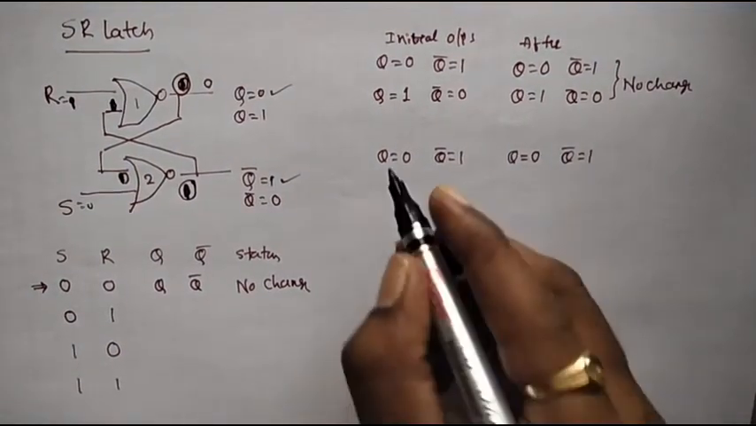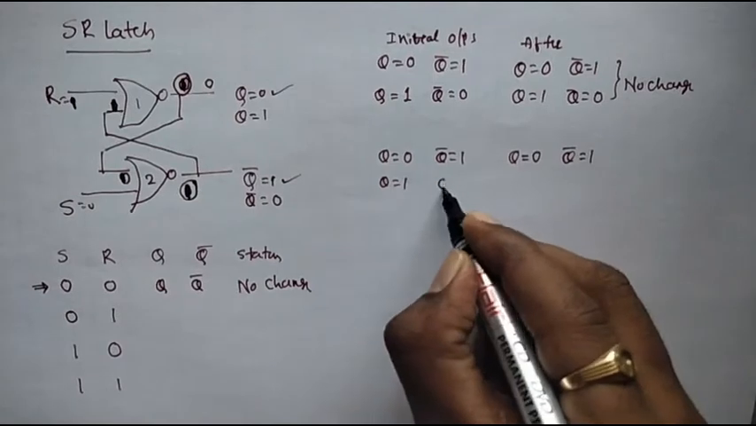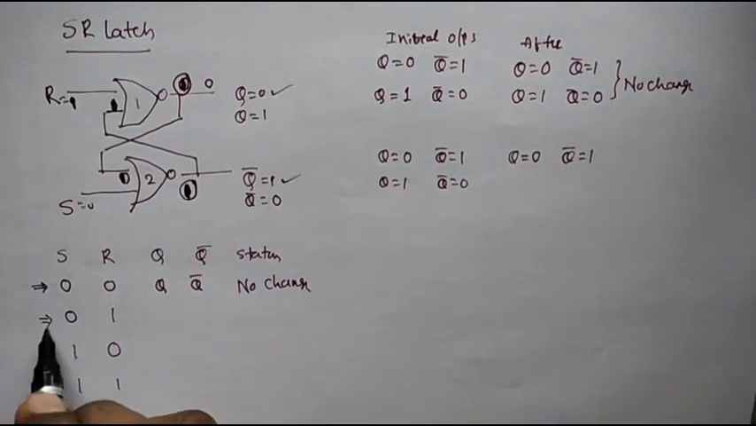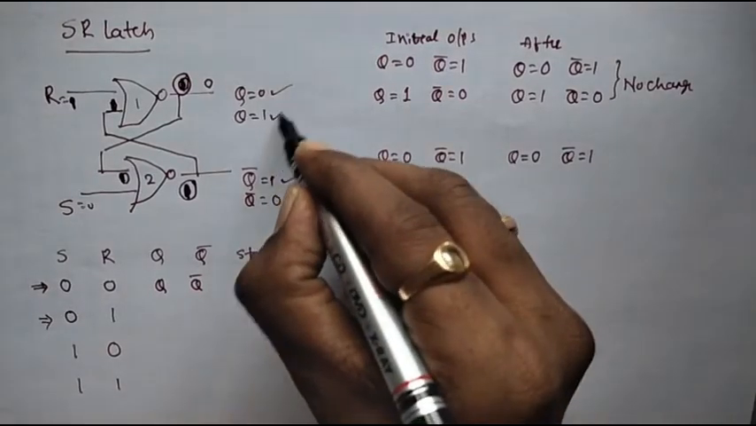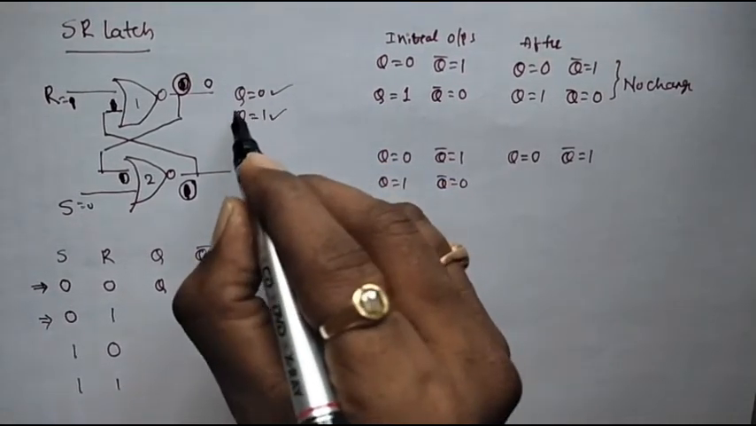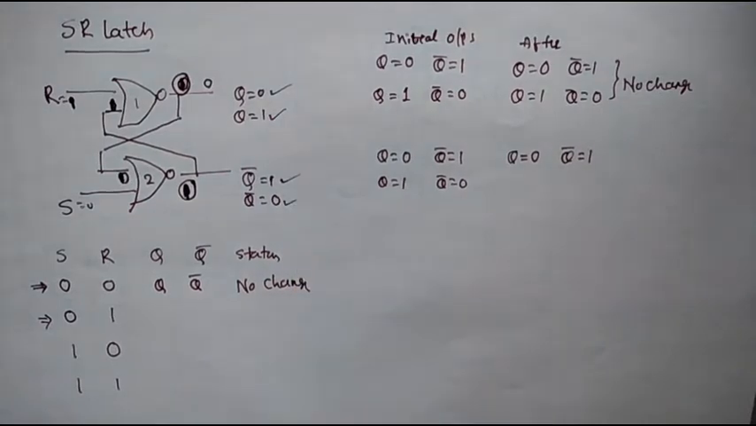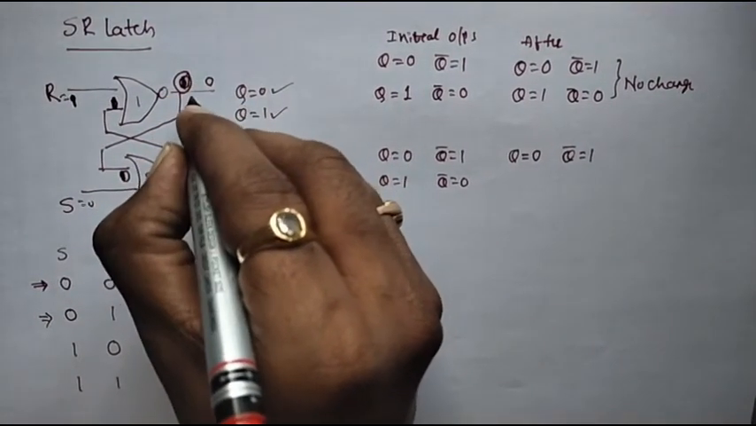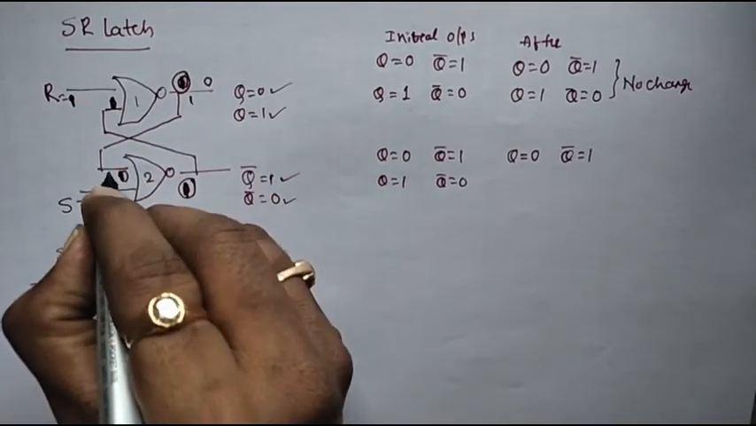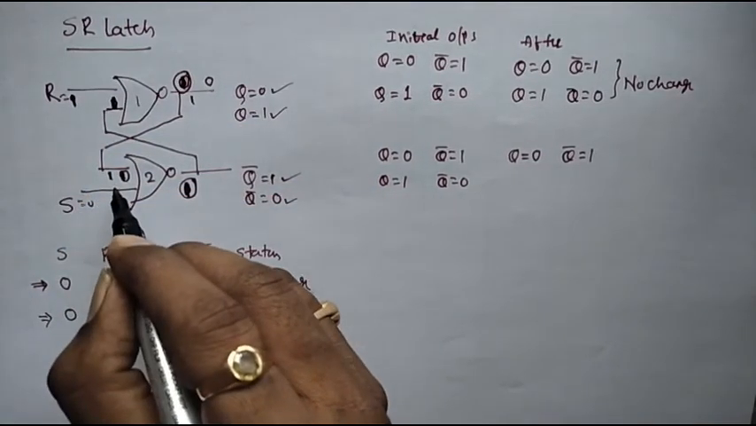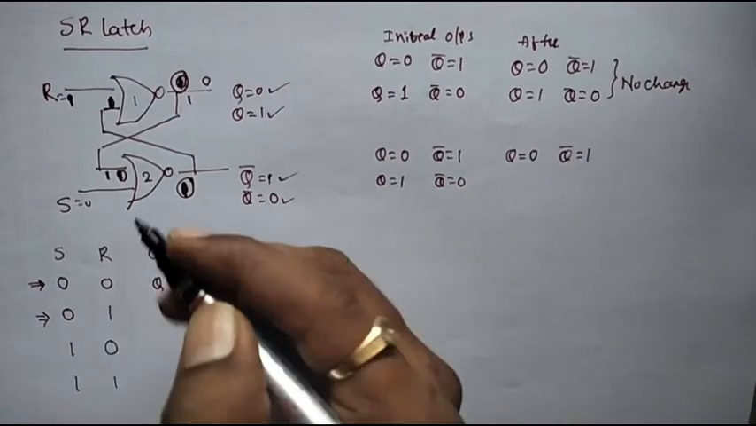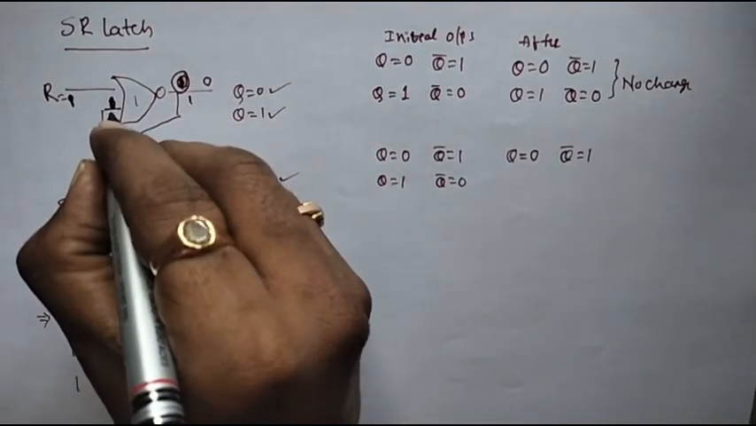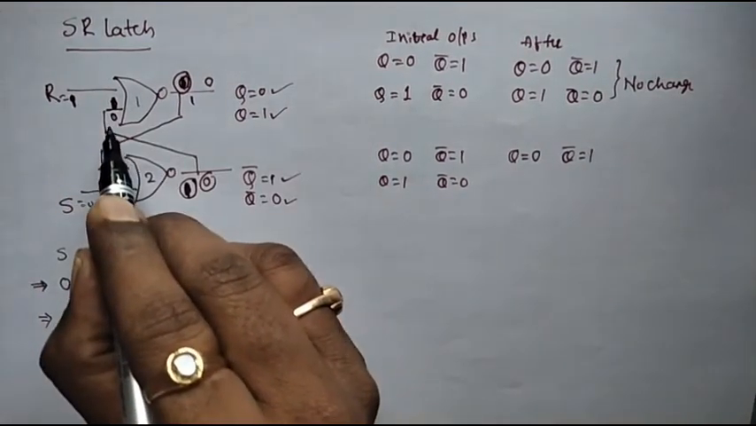Similarly, now we'll assume Q is equal to 1 and Q bar is equal to 0 with the same inputs, S equal to 0 and R is equal to 1. We'll consider this case now. Q is equal to 1 and Q bar is equal to 0. When this output is 1, the output will appear here, that is 1. 0 NOR with 1 produces output as 0. The 0 will appear here.